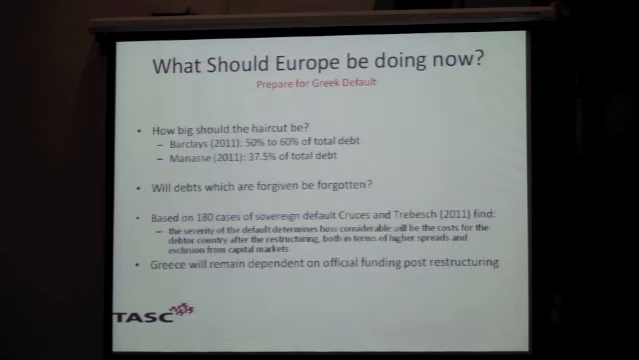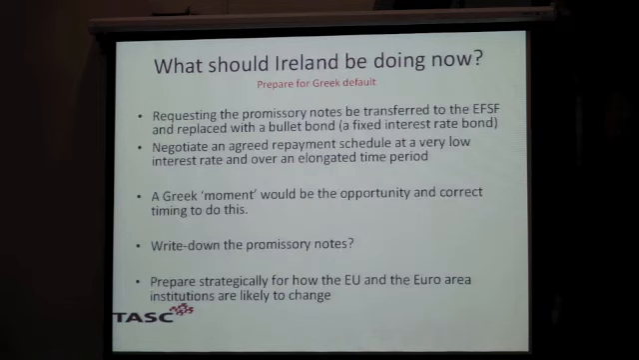How big should the Greek haircut be? Estimates vary from between 35 to 60%. Will debts be forgiven? Will they be forgotten? The evidence, again, indicates that they will not, and that Greece will remain dependent on official funding post-restructuring. A 60% write-down would translate to approximately 450 basis point increase in lending costs for the Greek economy for the foreseeable future. So finally, what can Ireland do?